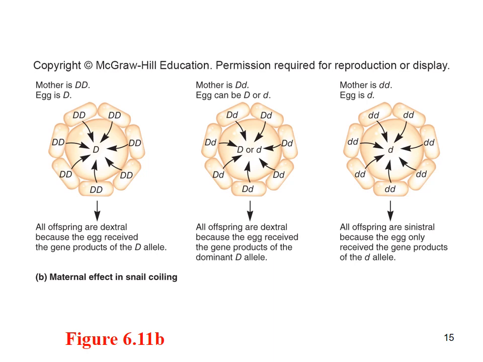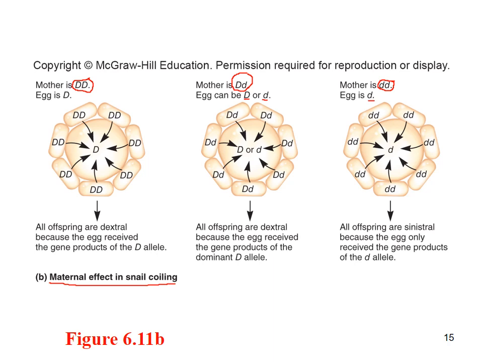So here are our 3 scenarios when we take a look at the maternal effect. You can have a mom that's homozygous dominant, meaning that she has nothing but dextral genes that are being expressed. You can have a mom that's heterozygous, meaning that she's able to produce an egg that's either dextral or sinistral. And you can have a mom that's homozygous recessive, which means that no matter how you twist or turn it, all eggs are going to be sinistral, carrying the recessive trait.